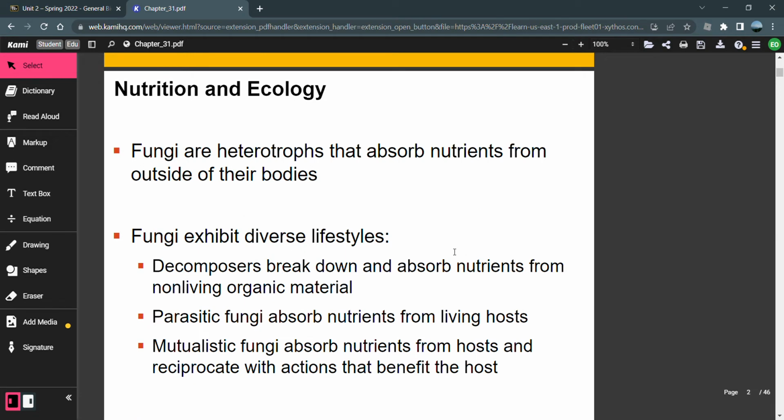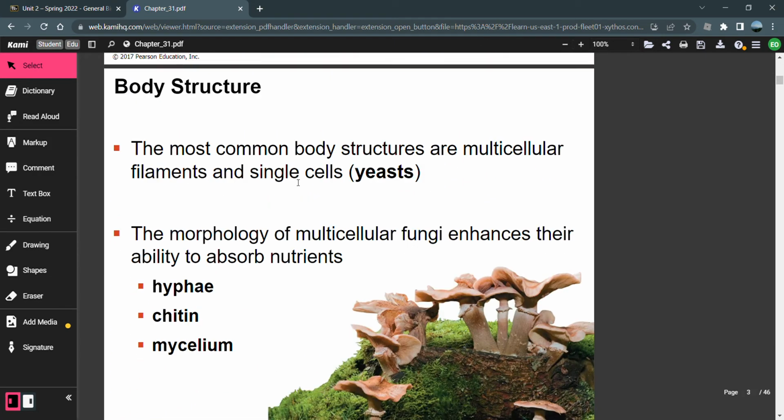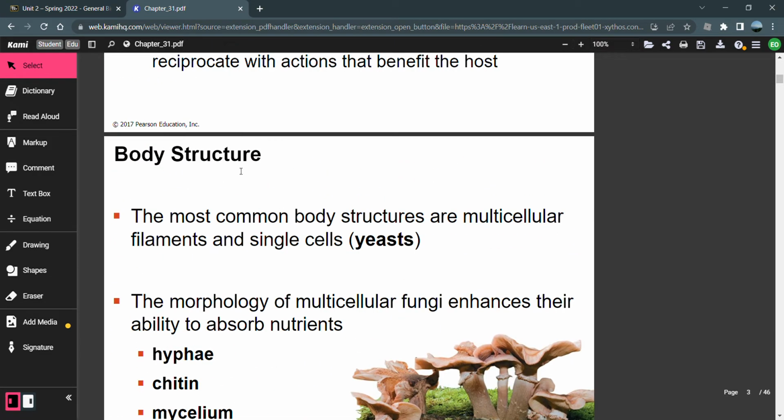Fungi are heterotrophs, and they absorb nutrients from outside their bodies. Unlike plants, which are photoautotrophs, they do not have photosynthetic organelles, but they do have diverse types of enzymes to exhibit diverse life cycles, such as decomposers, parasitic, and mutualistic. We'll be learning the morphology and the common body structures of fungi.